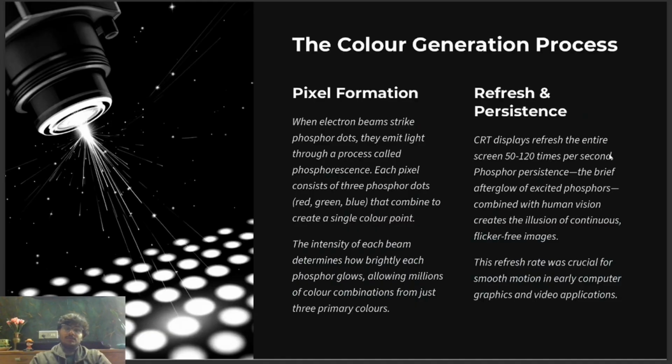The color generation process works with a triad of phosphorus dots: one red, one green, and one blue. When the electron beam hits these three dots, they glow through a process called phosphorescence. By controlling the intensity of each electron beam, millions of color combinations can be produced. A CRT refreshes the image between 50 to 120 times per second. The phosphors continue to glow briefly after being hit, and together with the high refresh rate, it gives us smooth and flicker-free visuals.